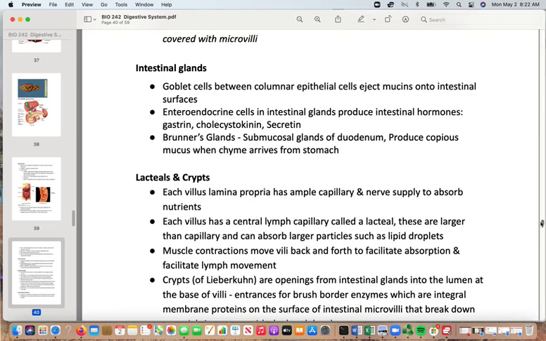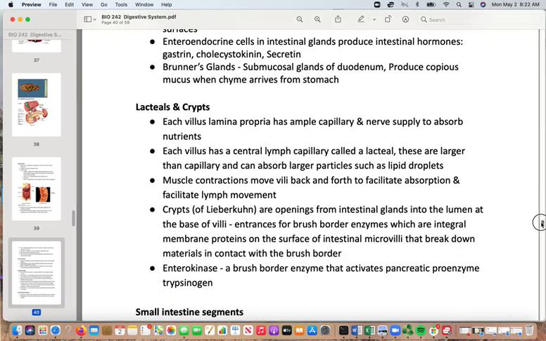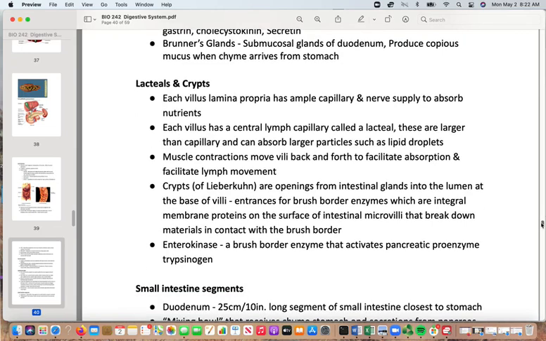So looking at those lacteals and the crypts, each of the villus lamina propria is going to have a capillary and nerve supply for absorbing nutrients. So that central lymph capillary called a lacteal is going to be larger than the capillary, so they can absorb larger particles like lipid droplets. You're going to have muscle contractions that will move the villi back and forth to help with absorption and move the lymphatic fluid.